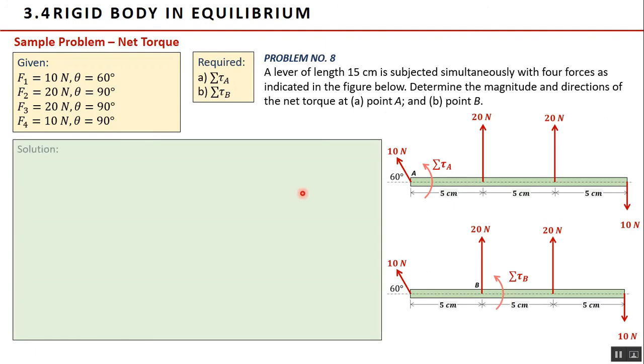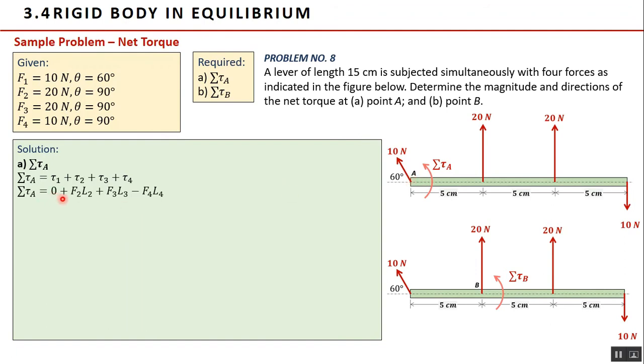For letter A, now we imagine that the fulcrum is point A, as shown. It means that we will base the measure of the lever arm of each force on this point. The net torque about point A is equal to the summation of the torque produced by each force, T1 plus T2 plus T3 plus T4. The torque T1 is already 0, since the 10 newtons is already acting at point A. It has no lever arm.